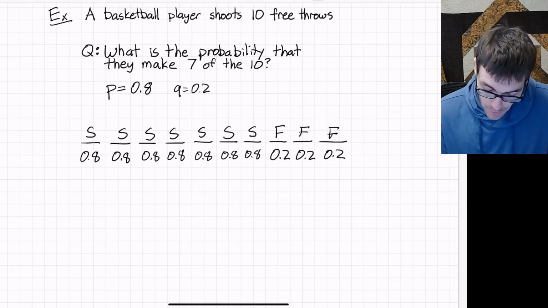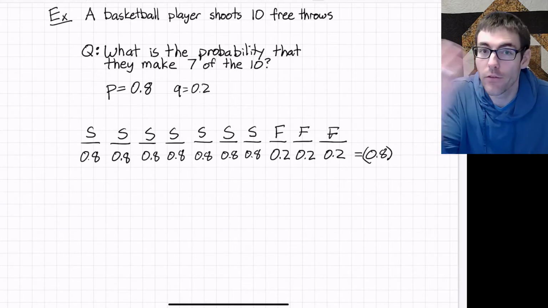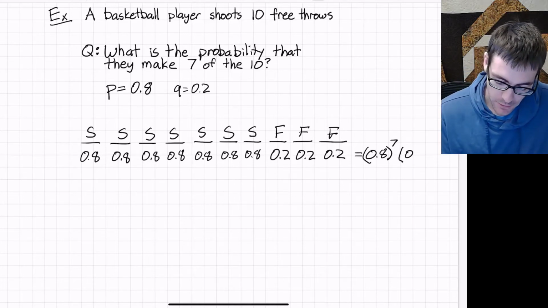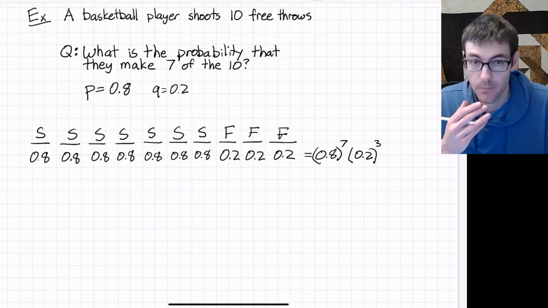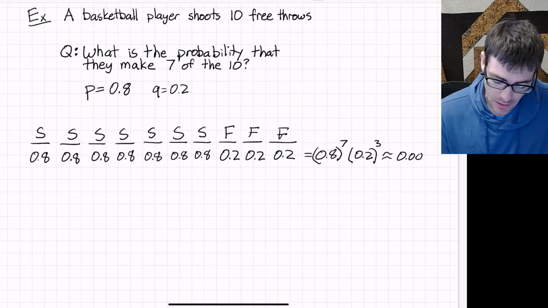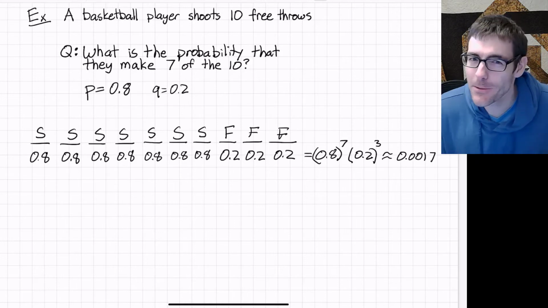So the product of all of these things is 0.8 to the power of the number of successes we expect, 7, times 0.2 to the power of the number of failures, 3. So this ends up being approximately 0.0017. But this isn't the answer to the question we were asking.